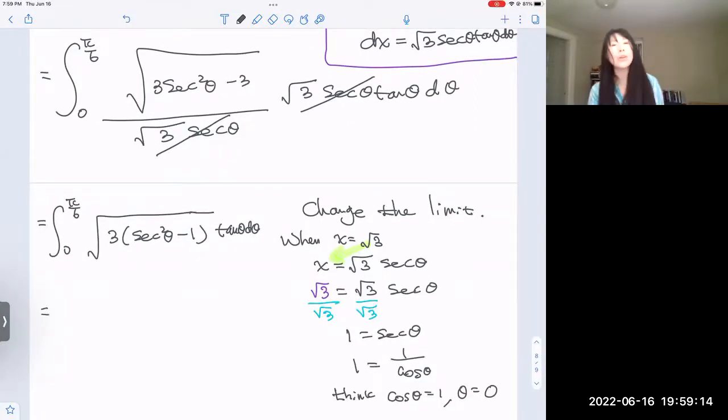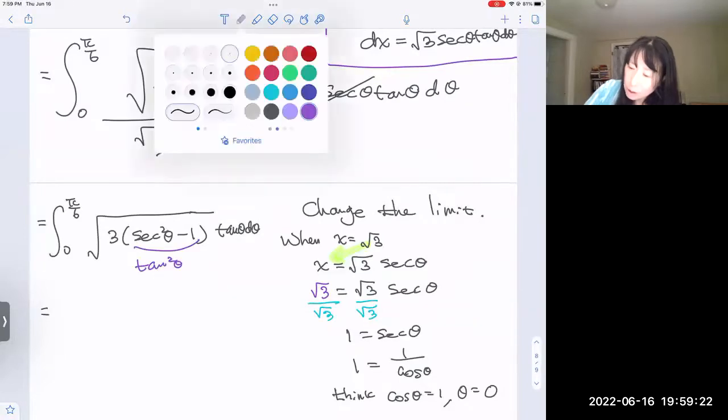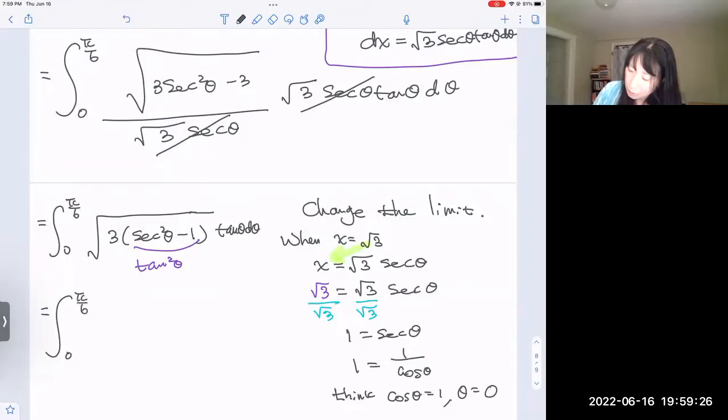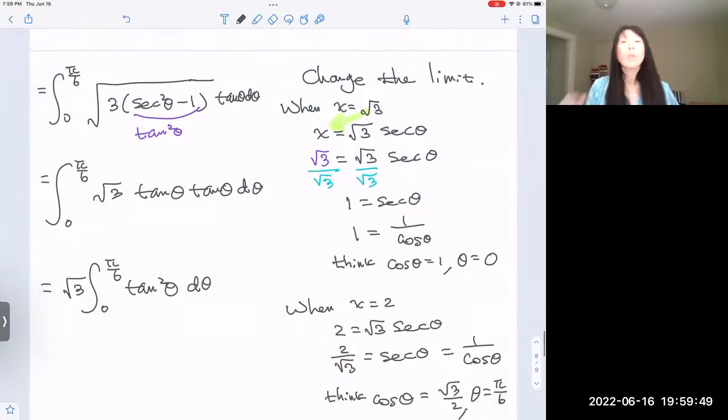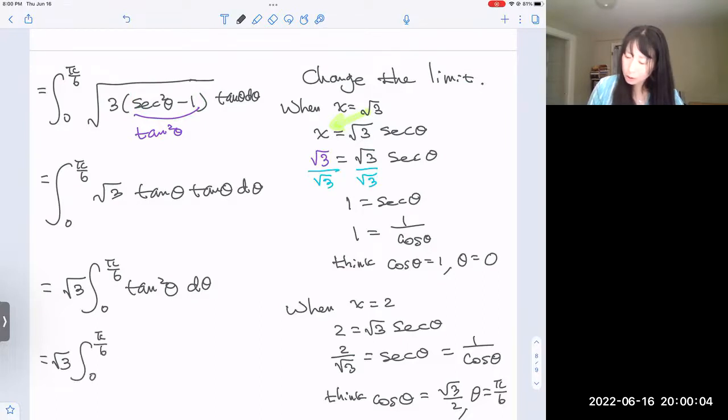All right, what is the secant square theta minus 1? Tan square theta. So we have, from 0 to pi over 6, square root of 3 tan theta, tan theta d theta, right? So we take out the constant, which is square root of 3, and from 0 to pi over 6, tan square theta d theta, okay? Trig Pythagorean identity, which is secant square theta minus 1 again, right? So this will be square root of 3, 0 to pi over 6, secant square theta minus 1 d theta.